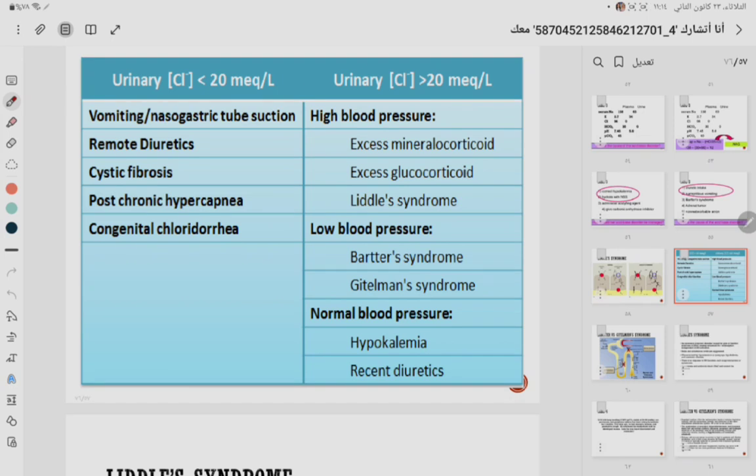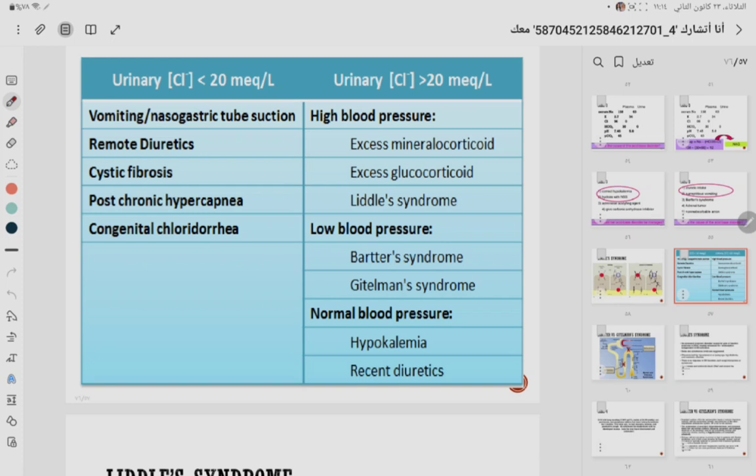Bartter is thiazide-like. Gitelman is a furosemide-like diuretic. It depends. Bartter is a defect in the distal convoluted tubule, as if you are giving thiazide, chlorothiazide. So the patient will have hyperuricemia and hypokalemia and hyponatremia as well. They will be hypotensive. Both of them act like diuretics. Gitelman is another, a loop-like diuretic effect.